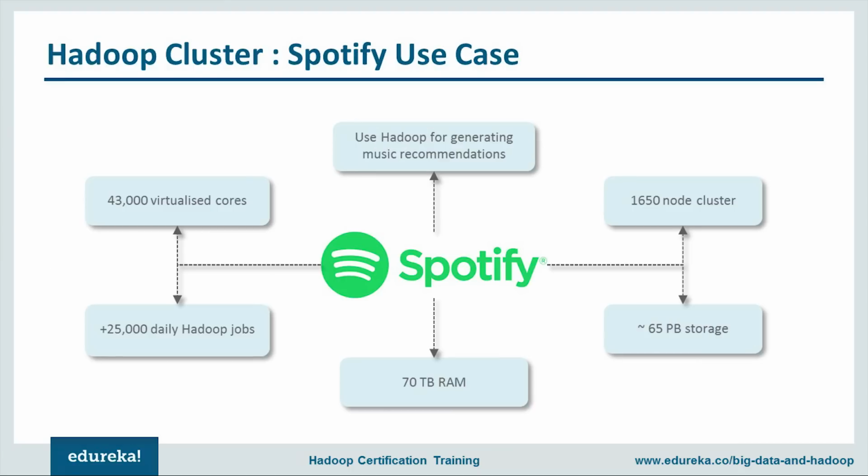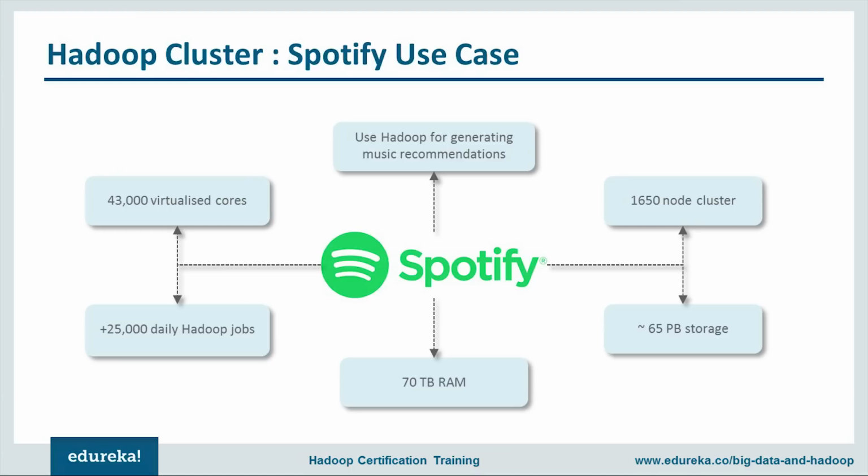Now let's talk about another use case, which is Spotify. So how many of you listen to music on Spotify? All right, so it looks like some of you do. Even Spotify uses Hadoop for generating music recommendations, because when you listen to music, you see that some new songs are recommended to you which belong to the same genre that you have been listening to, right? So it is done by big data analysis with Hadoop.